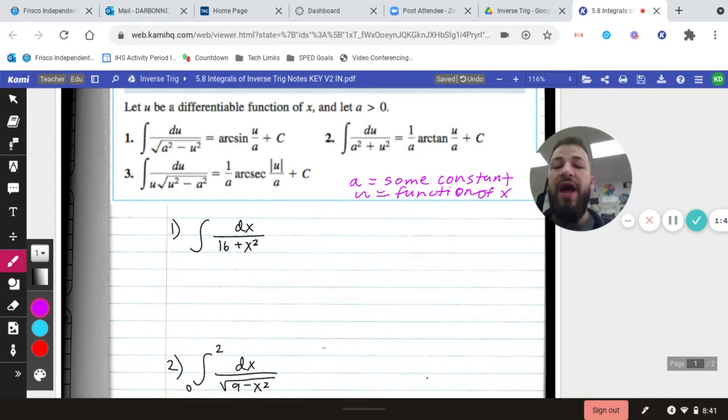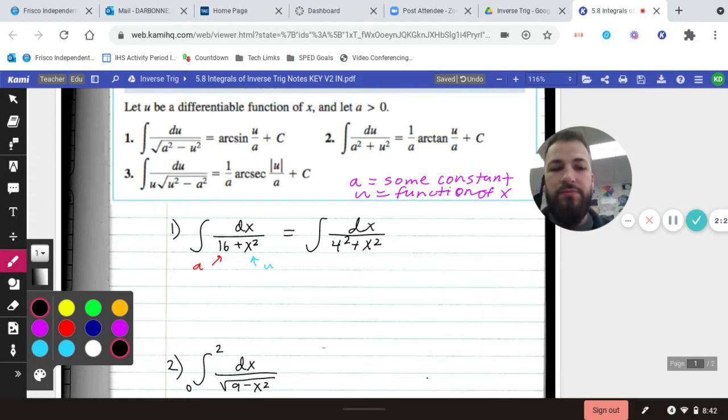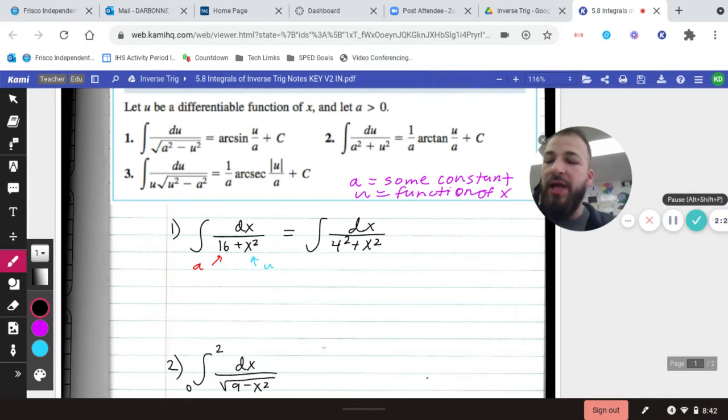So number 1, we have dx over 16 plus x squared. So right off the bat, you should notice this one looks just like tangent. So with tangent, our second piece is our u. Our first piece is our a. Or I can switch around. Really, it's just the constant is the a. The x term or whatever is going to be your u. But 16 isn't quite a squared. So before I actually integrate this, I can change this to be dx over 4 squared plus x squared. And that just allows me to apply the formula a little easier.